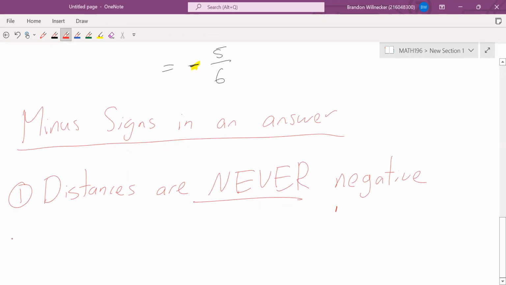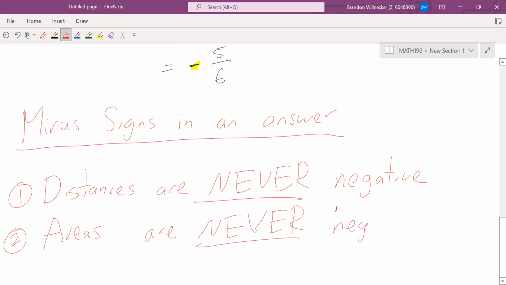Number 2, areas are never negative. If I asked you to find the area between two curves and you get an answer with a minus sign, you've done something wrong. Areas are always positive. You're never ever going to get a negative area like this.